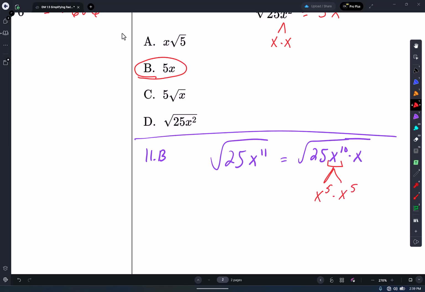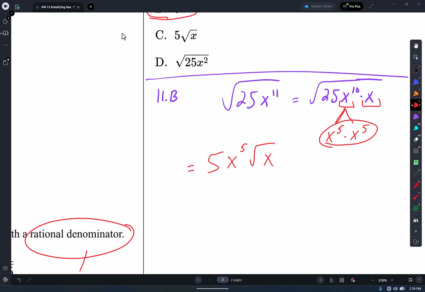Are we still okay? What's the square root of 25? 5. And then do you see that x to the 5th times x to the 5th? The square root of x to the 10th is going to be x to the 5th. And what do I still have inside the radical? So square root of x. That would have been my answer if that would have been one of my questions. Are we cool? Okay, because you're going to see that question, by the way. That's why I put it in there.